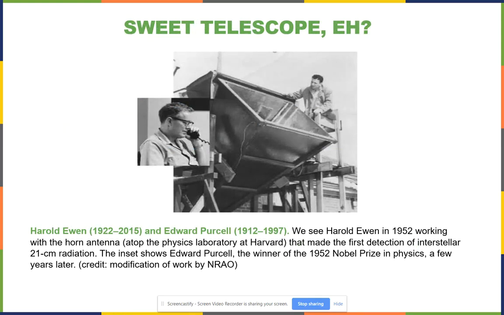And so these two gentlemen, Harold Ewen and Edward Purcell, were using that beautiful telescope. You see my titles, obviously. Sweet telescope, eh? This here is their telescope that they were using for radio waves, and they detected this 21 centimeter spin flip radiation from the neutral hydrogen atoms. And they got the Nobel Prize for it. It would be awesome to win a Nobel Prize, just for the record.